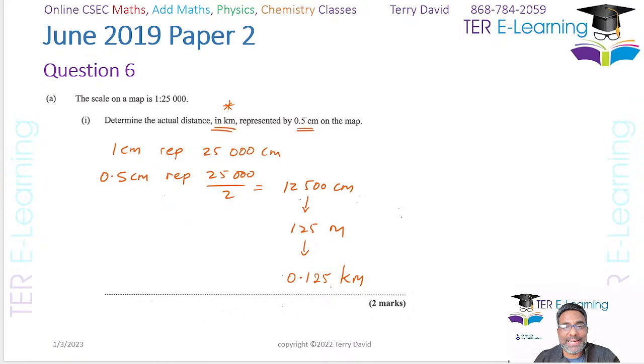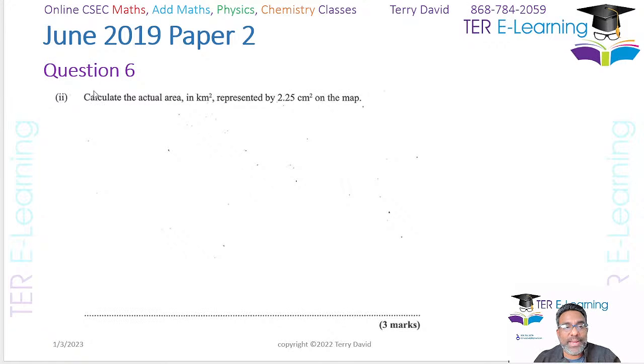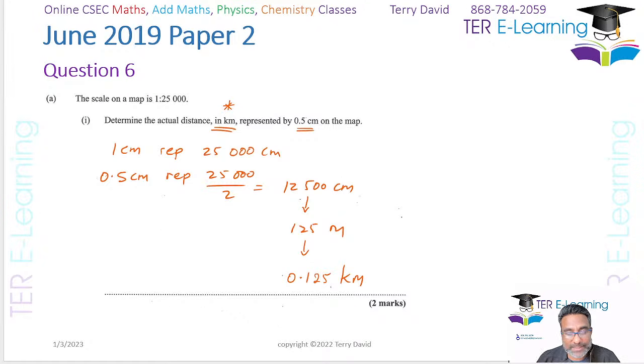Right, so that's my linear scale here. 1 cm represents 25,000 cm. So therefore, if I know a measurement on the map, I can work it out in actuality. All right, so this one now carries a little more marks, and this is one that students generally get wrong in the exam. They're talking about area, and they're talking about area in kilometers squared. Now, watch what I would do in a particular question like this.